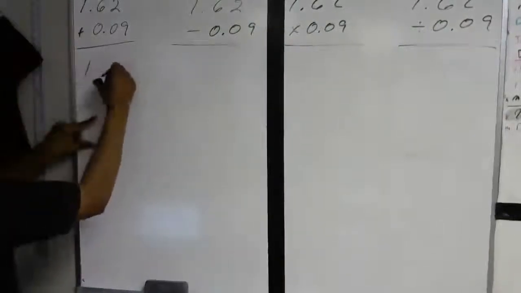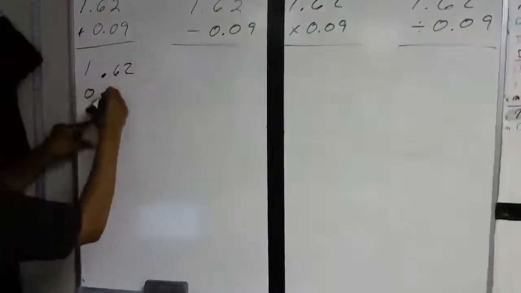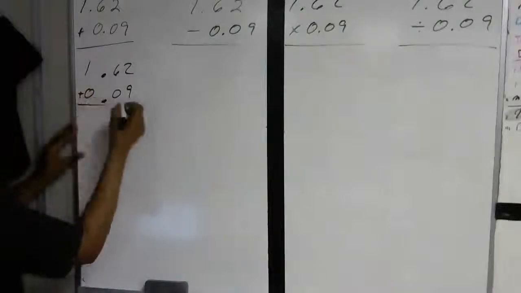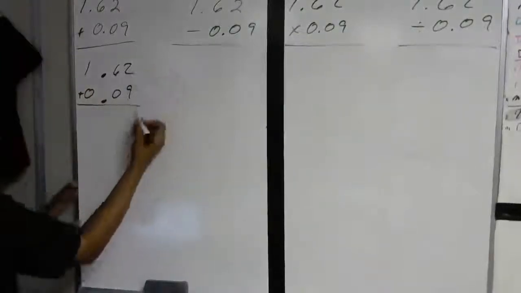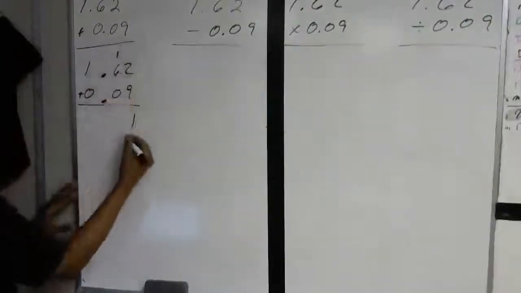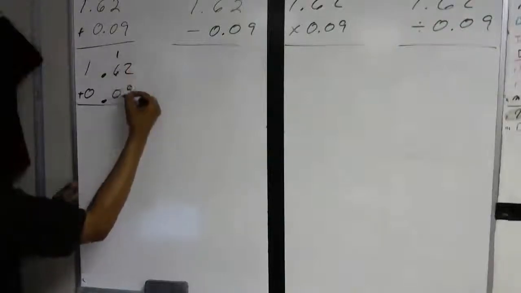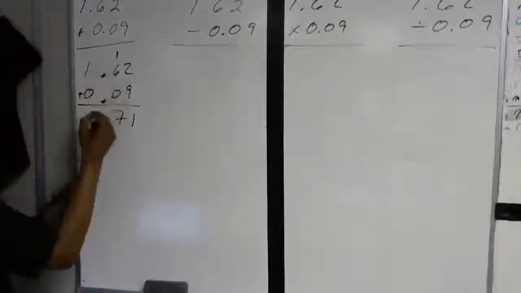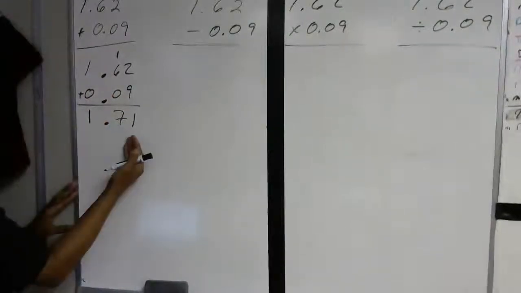So I have a 1, 6, 2, then here is 0, 0, and a 9. And that lines up the decimals. And I'm going to add the 9 and 2, that's 11. Carry my 1. 1 plus 6 plus 0, 7. Then the decimal. 1 plus 0, 1. This is finished. Okay.